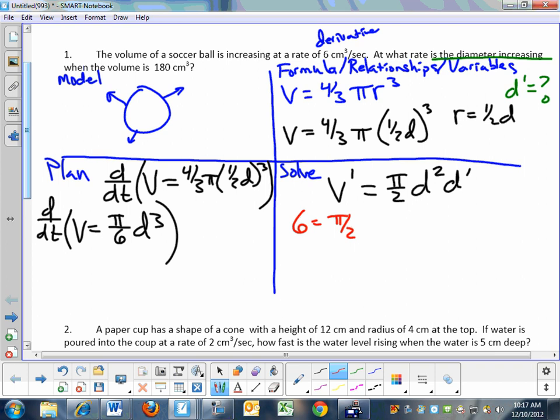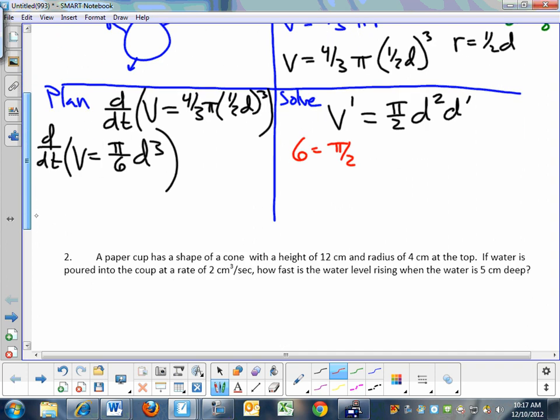How could we figure out the current diameter? We have this equation right here, you guys. We have volume is equal to pi over 6 d to the third. So let's plug in 180 right there. 180 equals pi over 6 d to the third, and that will give us our current diameter. So I'm doing a little backtrack work. Multiplied by the reciprocal, I get 6 times 180.